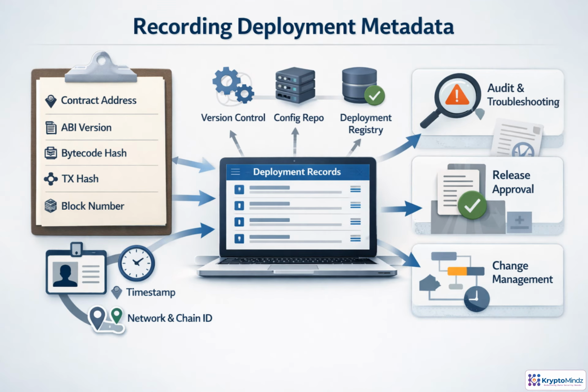Once deployed, capture metadata as part of the release artifact. Record the contract address, ABI version, bytecode hash, transaction hash, block number, chain ID, deployer, timestamp, and constructor inputs. Store that record where teams can reliably retrieve it, such as version control, a configuration repository, or a deployment registry. This gives you traceability for audits, troubleshooting, approvals, and future upgrades, and helps prevent teams from integrating with the wrong contract.